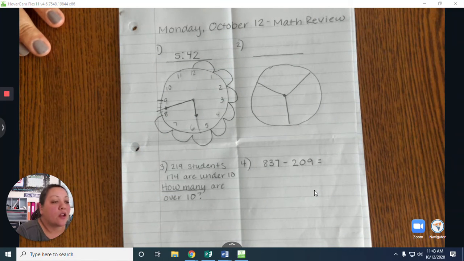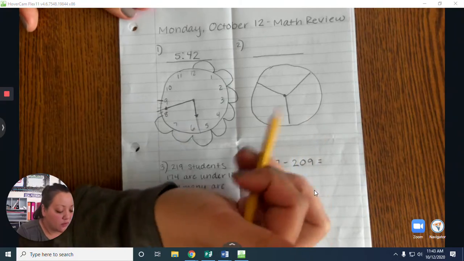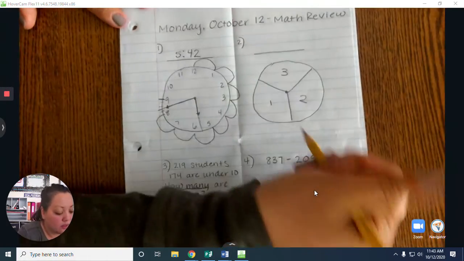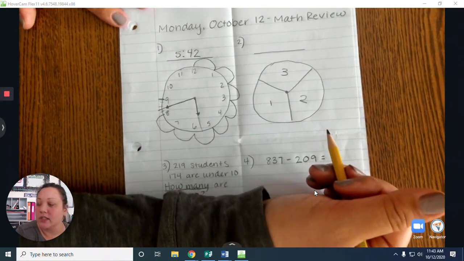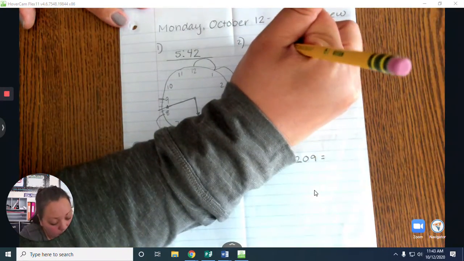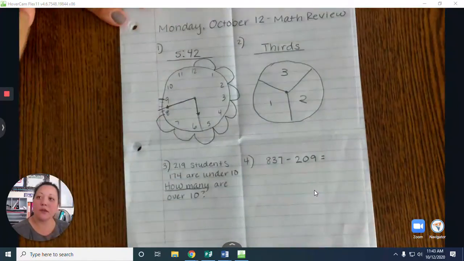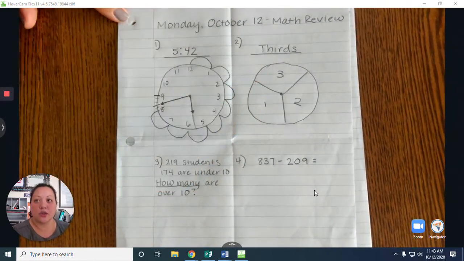How is the following circle divided? Well, if I look at this, I see 1 part, 2 parts, 3 parts, so I know that if it's divided equally into 3 parts, it's thirds. Okay? So please make sure your answer says thirds.